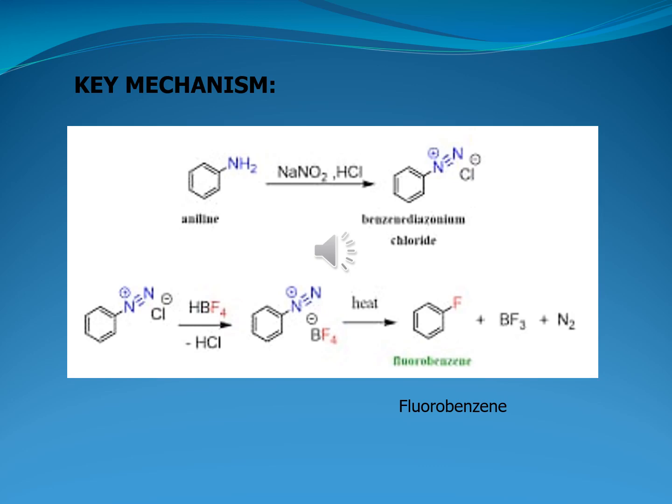Let's see the key mechanism of fluorobenzene formation. It consists of the following steps. Initially, the aniline molecule is treated with sodium nitrite, used as a diazotizing agent, in the presence of hydrochloric acid. In this way, we get the first intermediate, that is benzene diazonium chloride. This intermediate is further treated with tetrafluoroboric acid and we get the benzene diazonium cation. The benzene diazonium cation on simple heating gives the fluorobenzene molecule with the evolution of nitrogen as a gas.